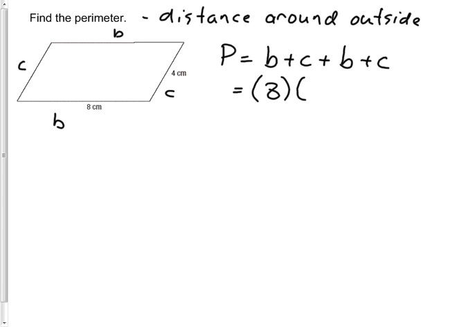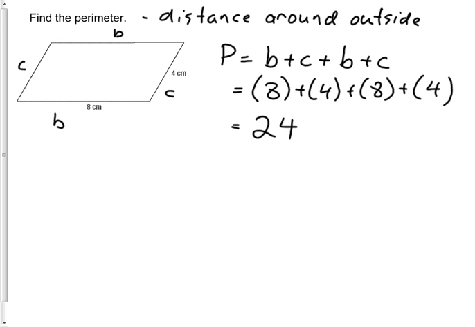8 plus 4 plus 8 plus 4. Add that all up, and we get 24. And we must not forget our units here. Our b and c were in centimeters, so our perimeter is going to be in centimeters as well. So basically, we're just adding up the length of every side going around the outside of this shape.